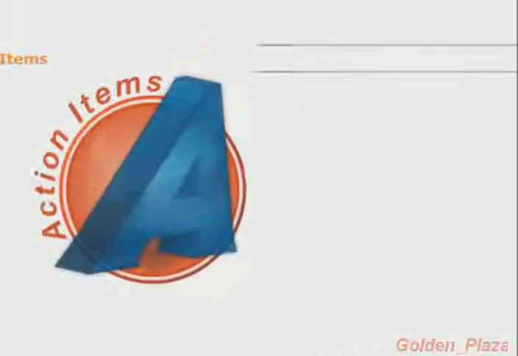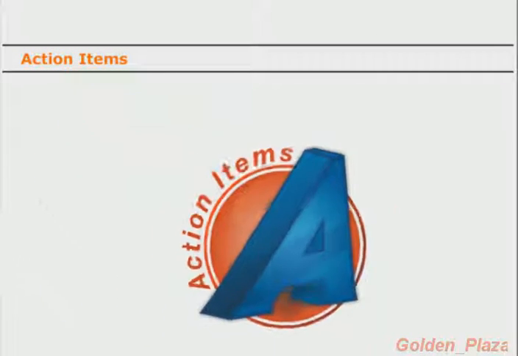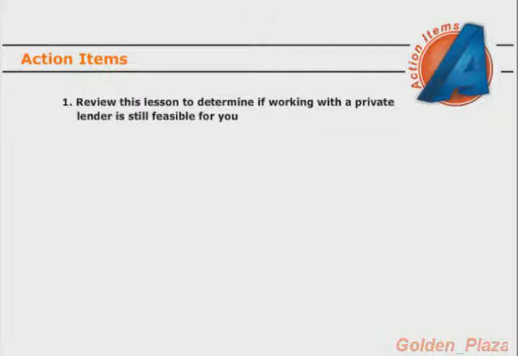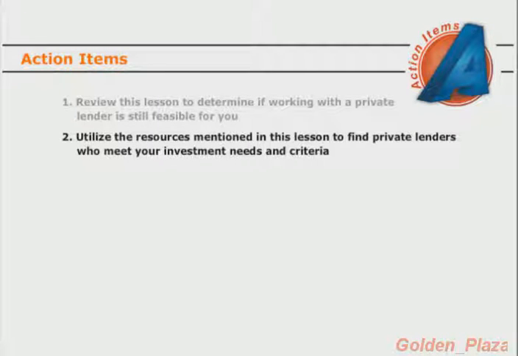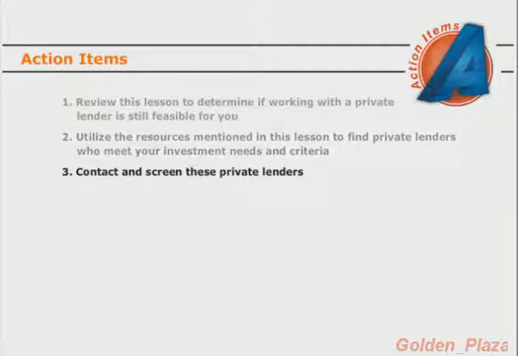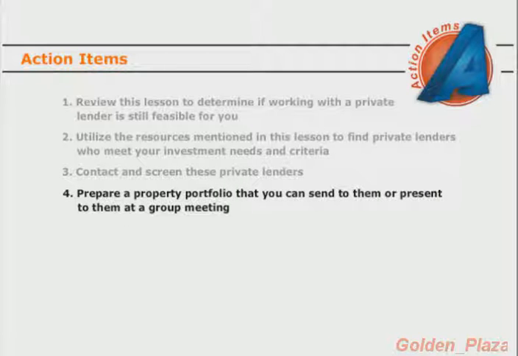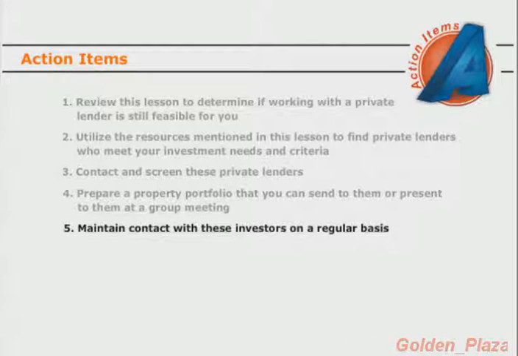We leave you now with some action items to complete before the next lesson. Review this lesson to determine if working with a private lender is still feasible for you. Utilize the resources mentioned in this lesson to find private lenders who meet your investment needs and criteria. Contact and screen these private lenders using the questions mentioned in this lesson. Prepare a property portfolio that you can send to them or present them in a group meeting. Maintain contact with these investors on a regular basis, at least every 2 to 3 months.